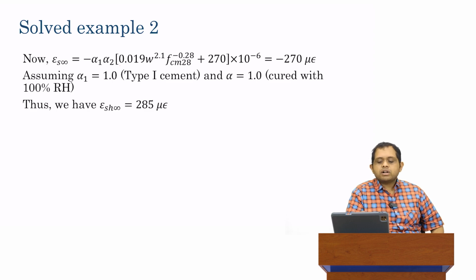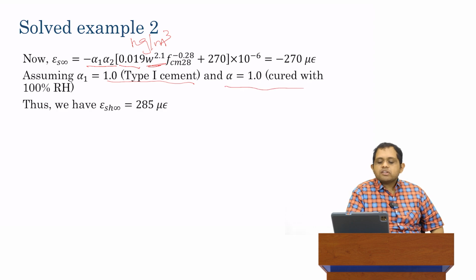This is minus alpha 1, alpha 2 into 0.019 W. W was the water content. This has a unit of kilogram per cubic meter. That's how it's been defined. That's how this empirical formula has been calculated. Alpha 1 and alpha 2. For alpha 1, we assume that we have type 1 cement, fairly common assumption. So alpha 1 is equal to 1.